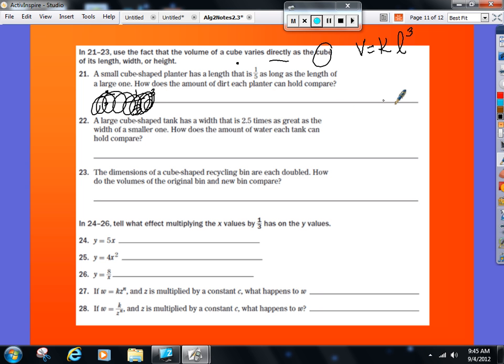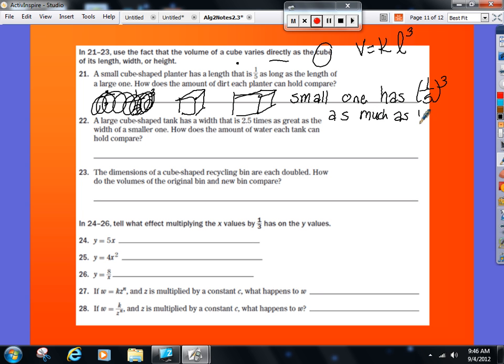A small cube-shaped planter. I'm going to draw a picture. You're going to like that. Oh, that's good. Has length that is 1/5 as long as the length of a large one. So there's a small one. There's a large one. Oh my gosh, pretend that's good. How does the amount of dirt each planter can hold compare? Well, we should say it like this. The small one has 1/5 to the third as much as the large one. You could say it like that.